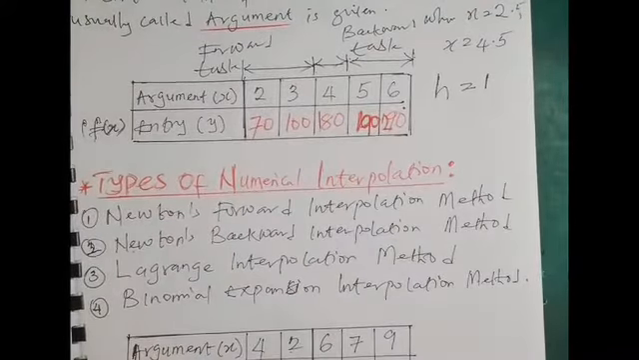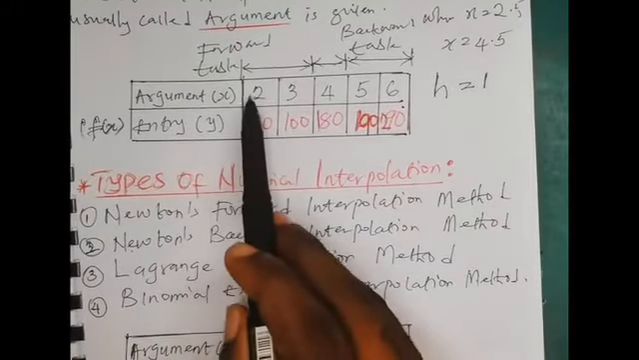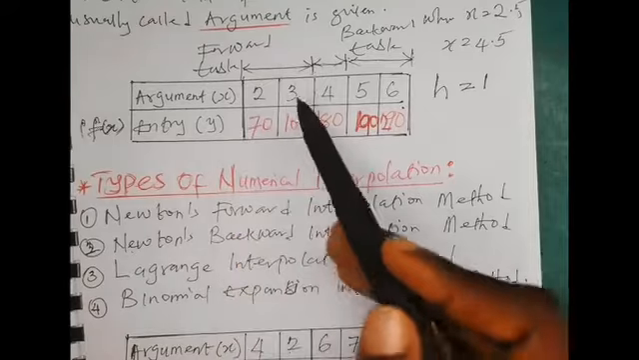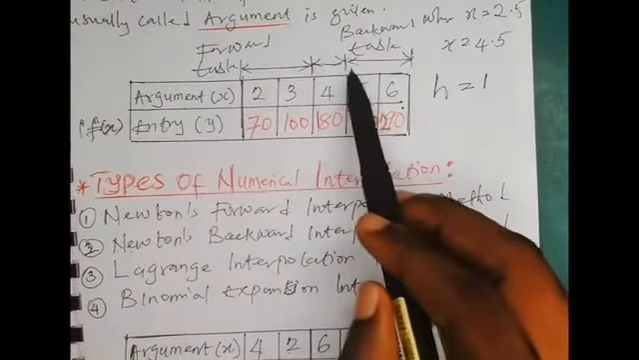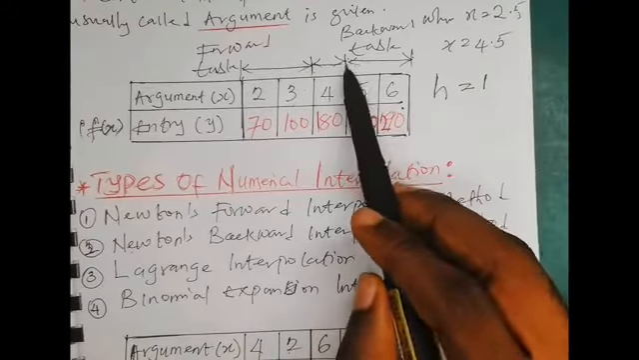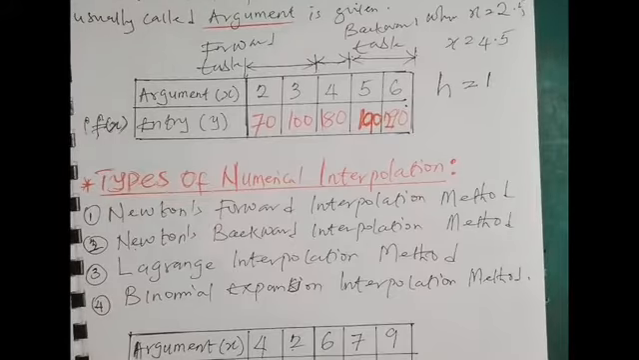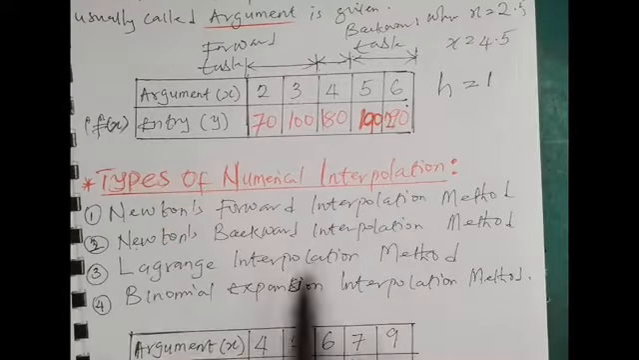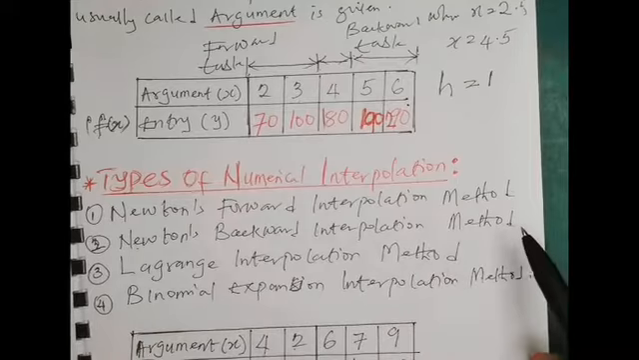So keep this in mind. When you pick out the middle of the table, the values directly forward to the middle are called the forward table, whereas the values directly after the middle are called the backward table. Now, why is this so? This helps us to tell which of Newton's interpolation methods to use, because as can be seen here, we have Newton's forward interpolation method and Newton's backward interpolation method.